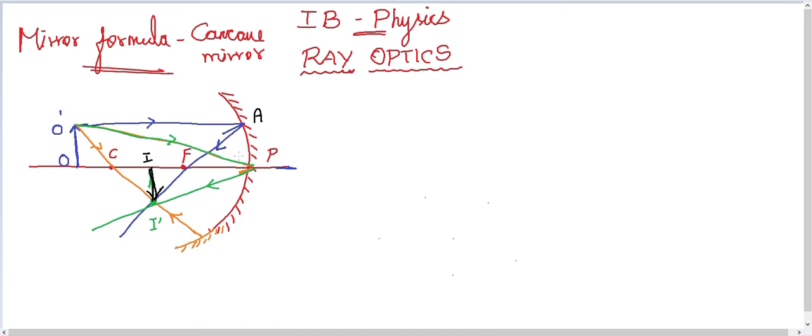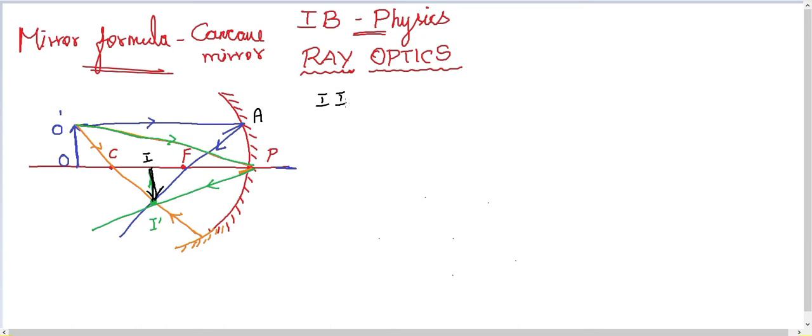Okay, let's get into the mathematical part here. How to derive the mirror formula using a concave mirror. So we have drawn a ray diagram. Out of the 4 rules, we have used 3 rules, and we have marked the image, that is a real and inverted image. Let's take a right angle triangle here. What triangle can we take here?